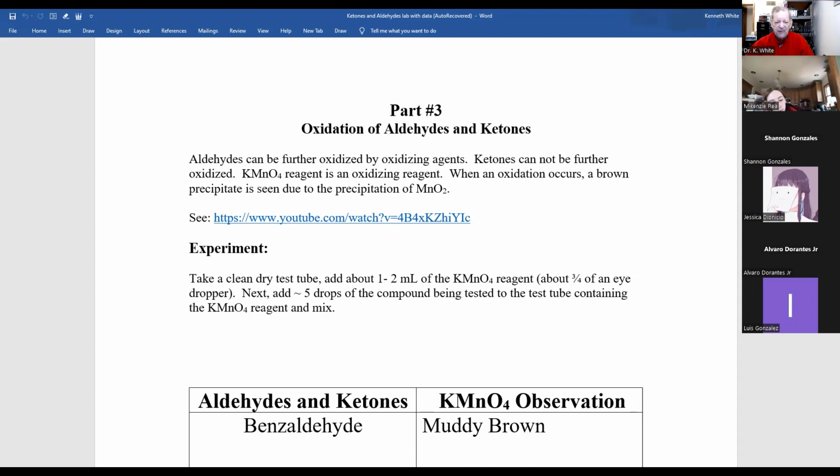You use potassium permanganate, that's an oxidizing reagent. This is purple. And when this gets oxidized, this gets reduced to manganese dioxide, MnO2. And this has a muddy brown color. That's the best way I can describe it. Now, ketones cannot be oxidized. No reaction.